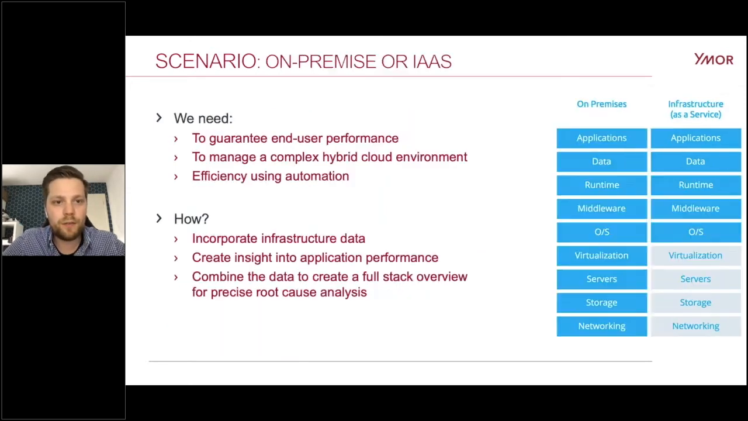If we move to the last scenario, which is on-premise or infrastructure as a service, we have even more building blocks. For the infrastructure as a service, there's still 4 blocks which are managed by our vendor. But for on-premise, you might be responsible for everything. So what do we need to do in order to monitor all these building blocks? Well, we still need to guarantee end user performance, no matter what. We need also to manage more building blocks. So how can we do that?